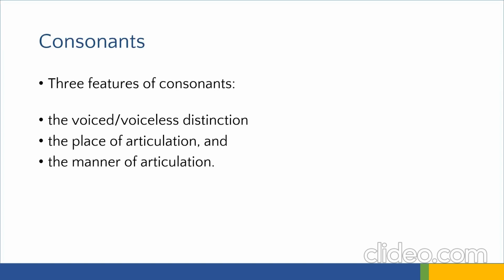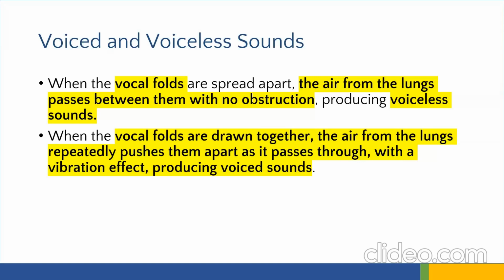Okay, so now we start with consonants. There are three features of consonants: the voiced and voiceless distinction, the place of articulation, and the manner of articulation. For this case, we will see it through its articulatory phonetics, which is how speech sound is produced using the fairly complex oral equipment we have.